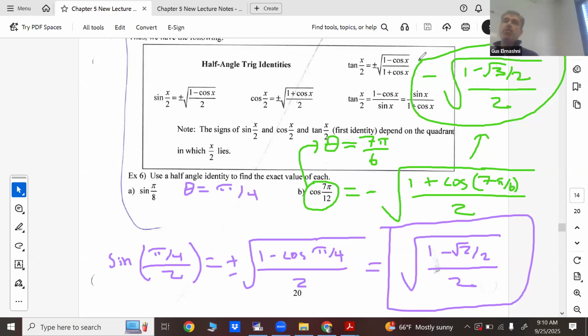Okay, that's because 7π/12 is in Q2. 7π/12 is more than half of π, so you have to be in Q2, and you're doing cosine, so cosine is negative there, right? Then on the inside, cosine 7π/6 is negative root 3 over 2. So you can write 1 plus negative root 3 over 2, or just 1 minus root 3 over 2. Same thing, it won't matter.